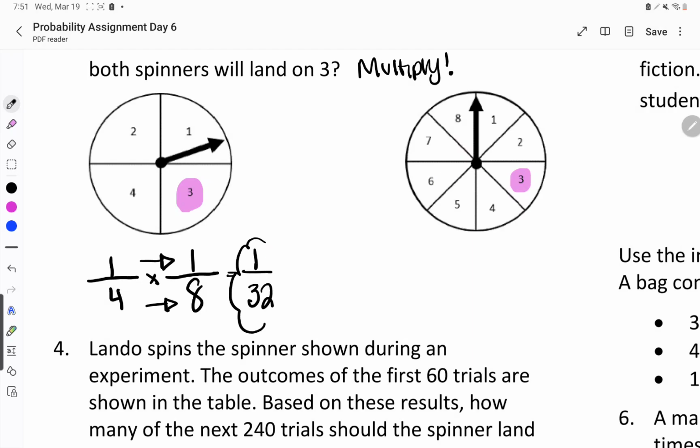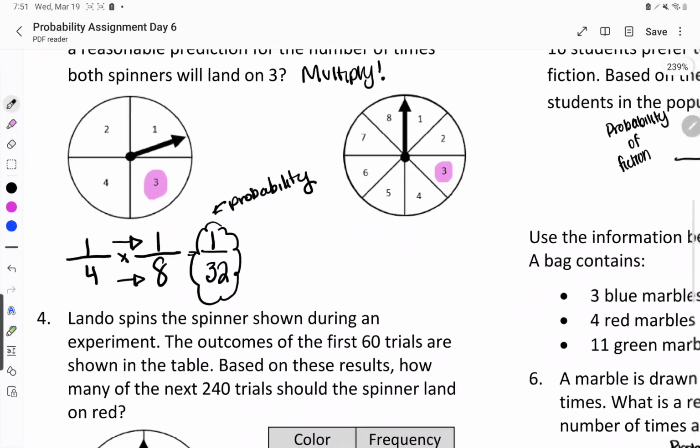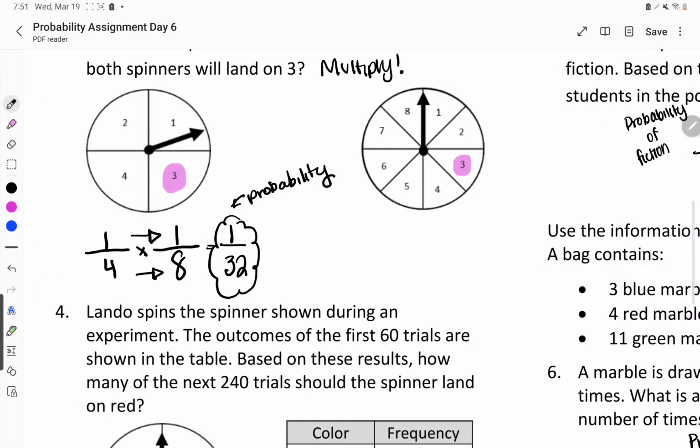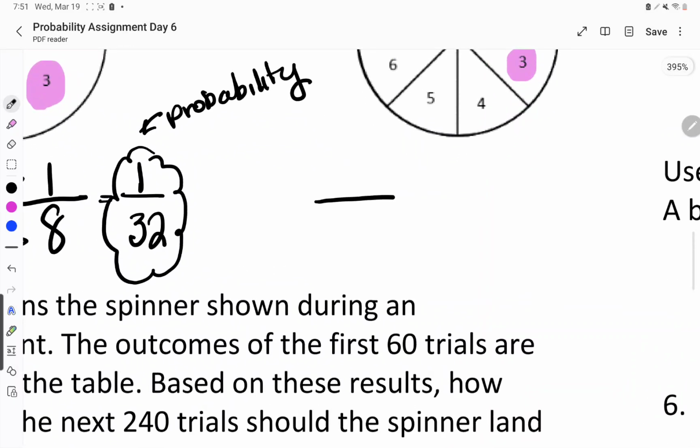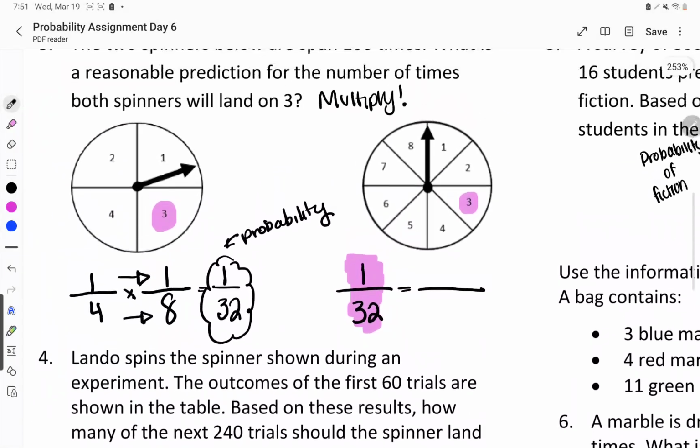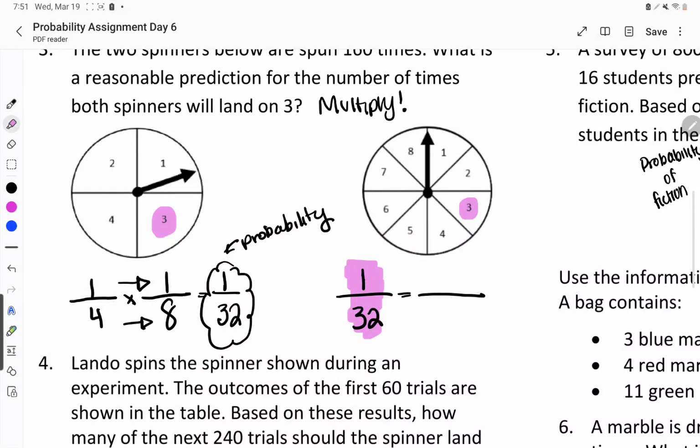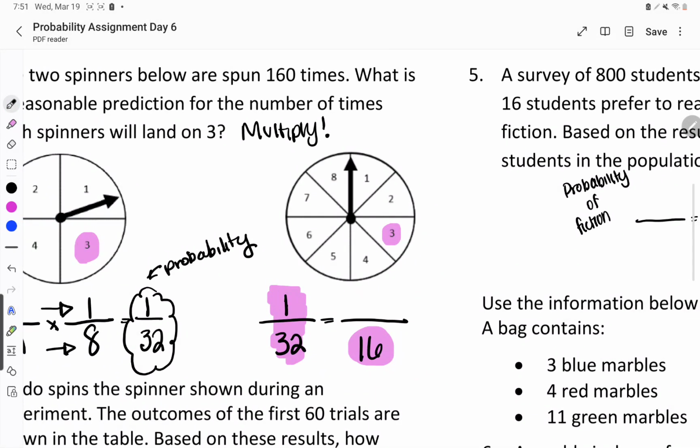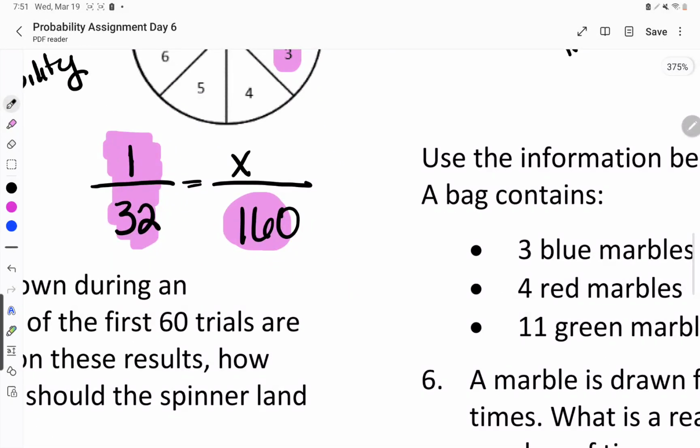Now this right here is not the final answer. This is just the probability if we did it once. We're not doing it once. We're doing it a total of 160 times. So since I am predicting here, what do I have to set up? I have to set up a proportion. So I have blank equals blank. What goes in this first ratio? 1 over 32. My probability always goes in that first ratio. In my second ratio, what goes right here? That's the total. So the total is 160. So that goes right there, and then x goes on top.